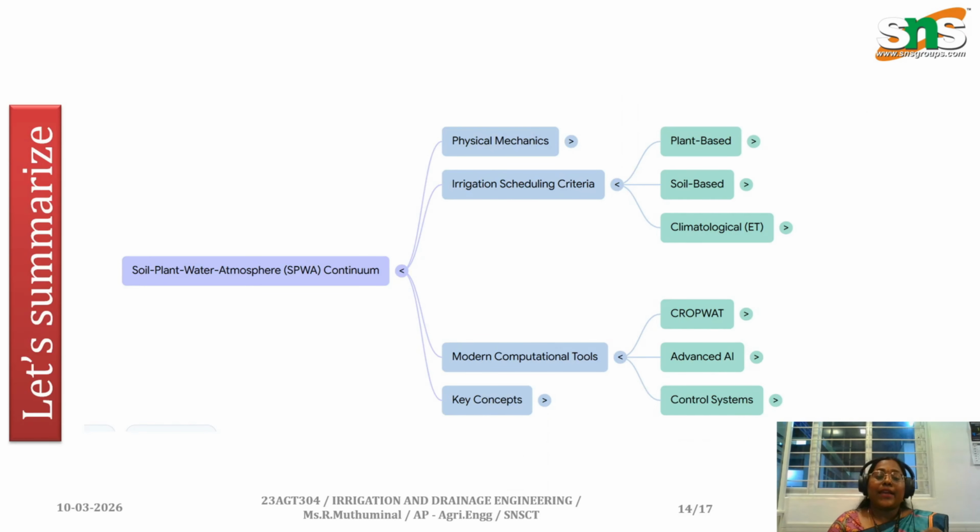To conclude, the SWPA continuum represents the continuous movement of water from soil to plant to atmosphere. This process is driven by water potential gradient and influenced by resistance within the system. Understanding these concepts helps in better irrigation planning, improved water management, and enhanced crop productivity.